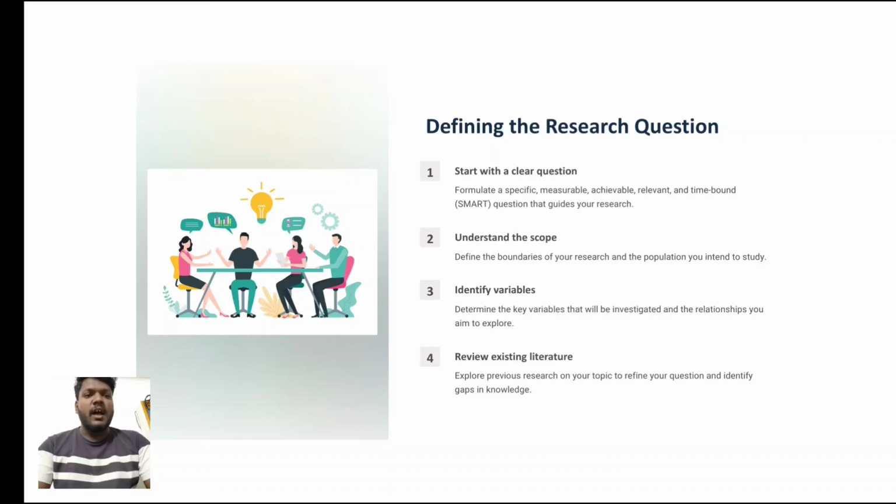And second is understand the scope. Define the boundaries of your research and the population you intend to study. And third is identify variables. Determine the key variables that will be investigated and the relationships you aim to explore. And fourth is review the existing literature and explore previous research on your topic to refine your question and identify gaps in knowledge.